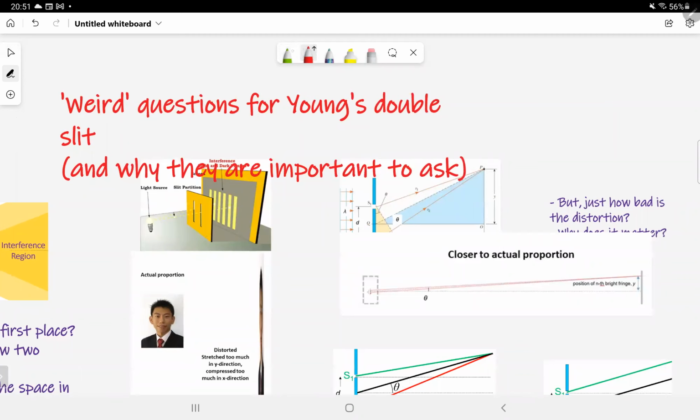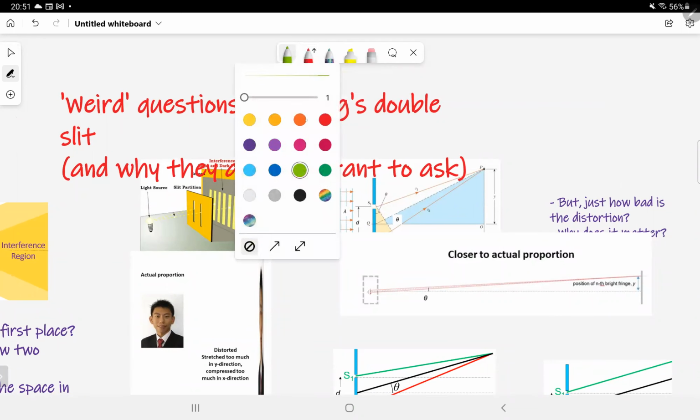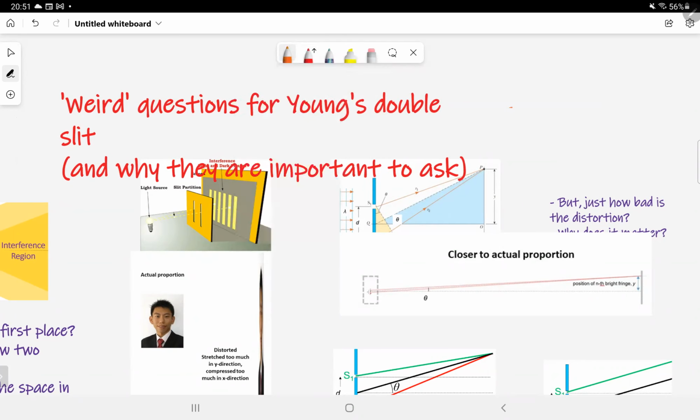Yeah, you forgot already. So Young double slit, right? You see the setup, right? Looks like this.